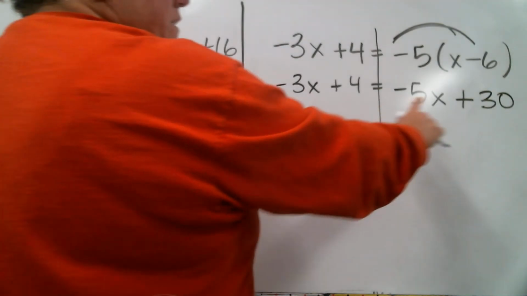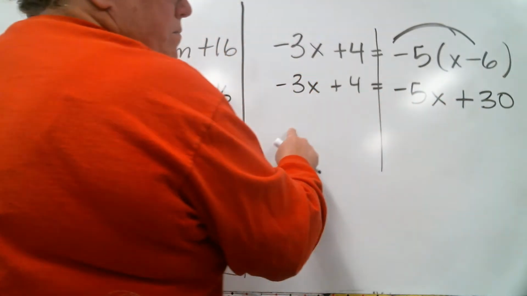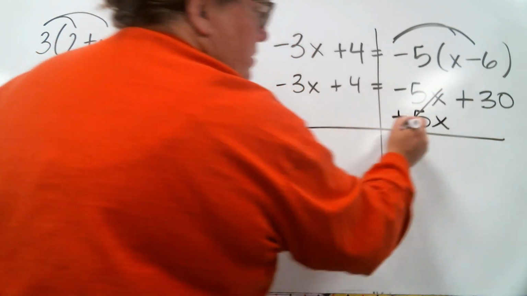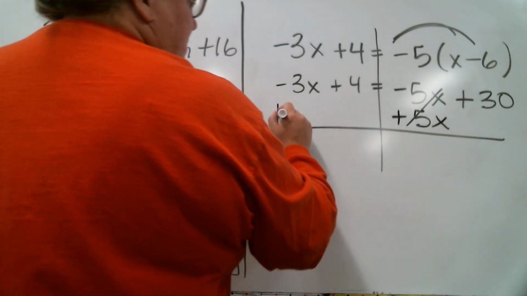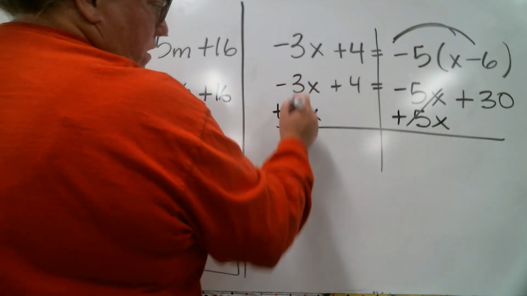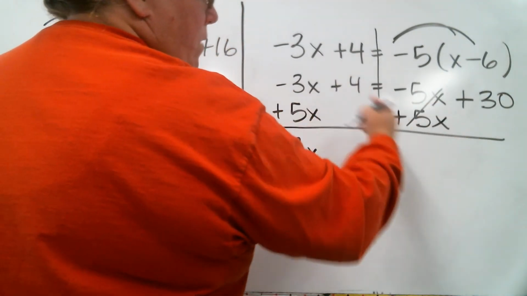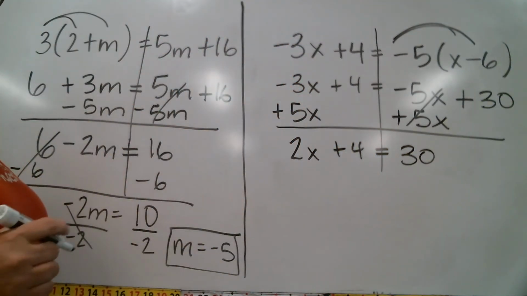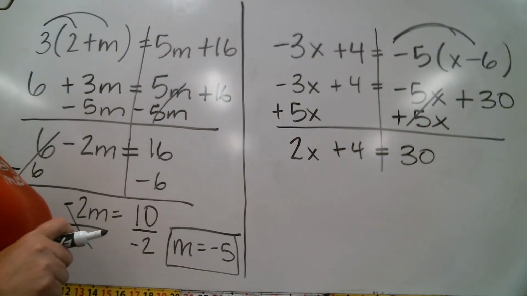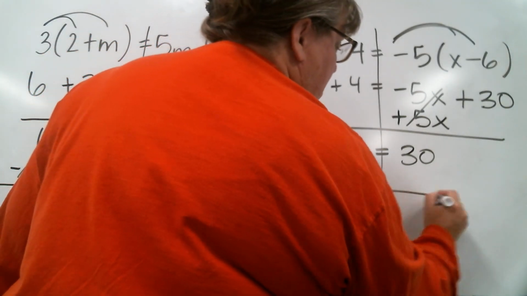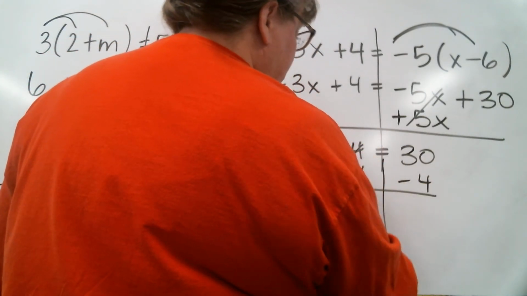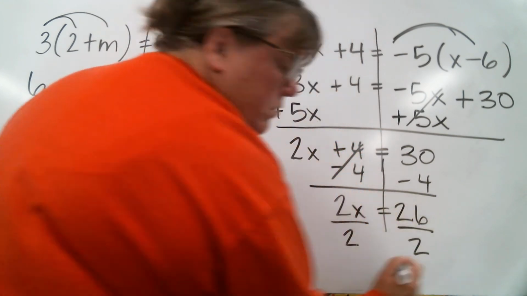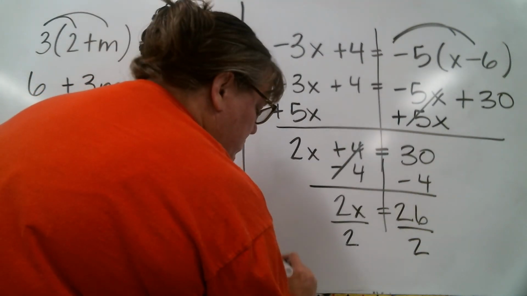Okay. Now I need to take care of the variable that's on both sides. This is a negative 5x, so I'm going to add 5x in order to get that to cancel out. So over here, I have to add 5x, and I end up with 2x, and I'm rewriting what's left, plus 4 equals 30. And then I just finish this up like a two-step equation. I'm going to subtract 4 from both sides, and I end up with 2x equals 26. And when I divide by 2, I end up with x equals 13.